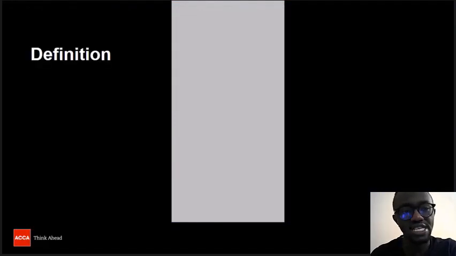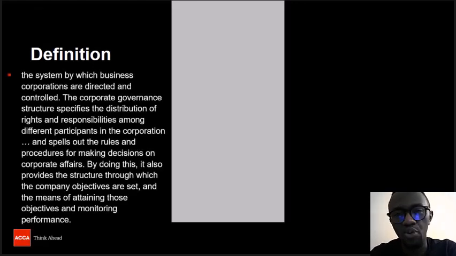Now, what does this necessarily mean? What does corporate governance really mean? It's the system by which companies or businesses are directed and controlled. And it goes on to say here that the corporate governance structure specifies the distribution of rights and responsibilities among different participants in the corporation and spells out the rules and the procedures for making decisions on corporate affairs. By doing this, it also provides the structure through which the company objectives are set and the means of attaining those objectives and monitoring performance.